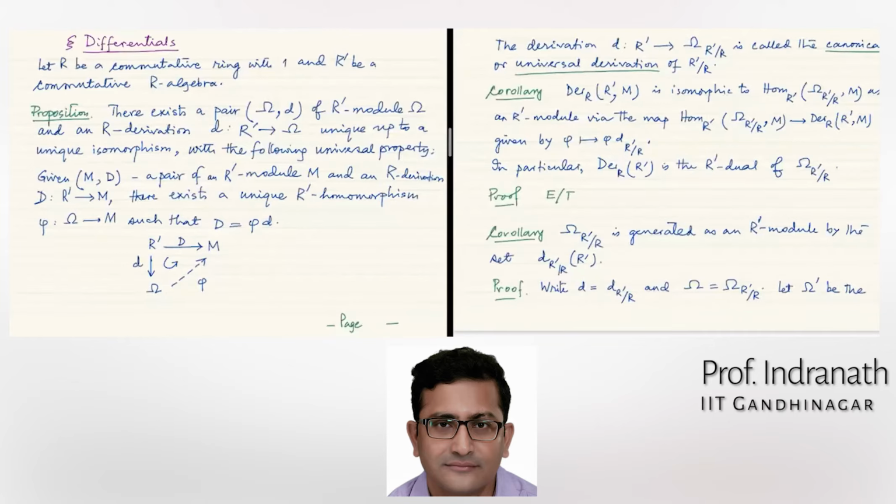Now comes a very important corollary, because this will be extremely useful when we finally talk about the criteria: Der_R(R', M) is isomorphic to the module of R'-linear maps from omega R'/R to M as an R'-module, via the map where, if you take a phi from here, phi is mapped to its composition with the universal derivation. That will give you an isomorphism. In particular, this is the R'-dual of omega R'/R.